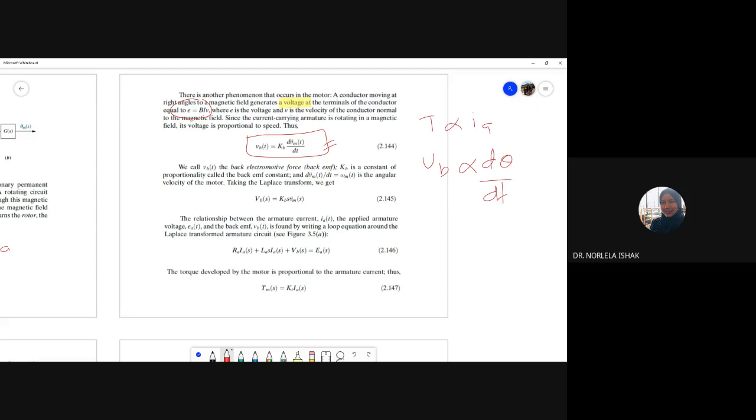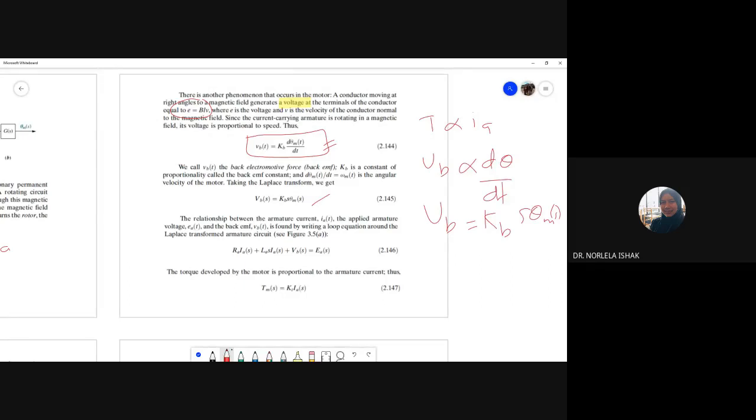We call it VB. VB is the back electromotive force, or back EMF. KB is a constant. From here, we rearrange the equations and replace with the constant. Taking the Laplace transform of d theta over dt, you get theta m, as theta s. So we can get this equation.